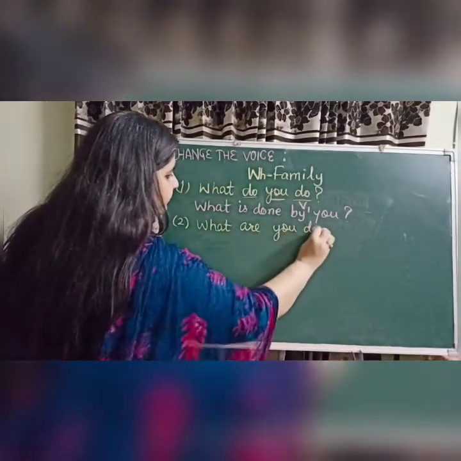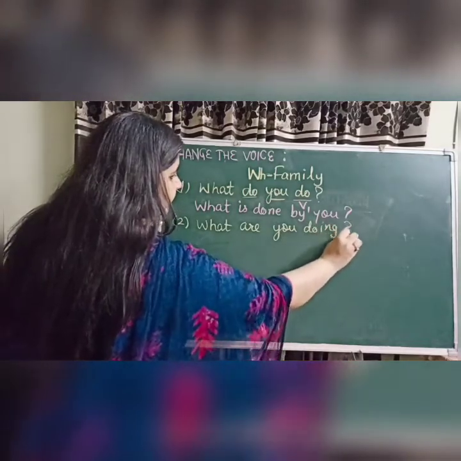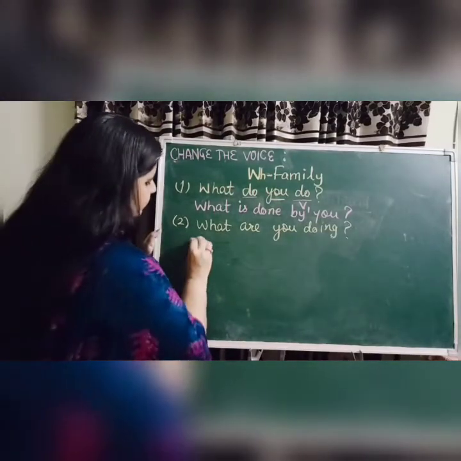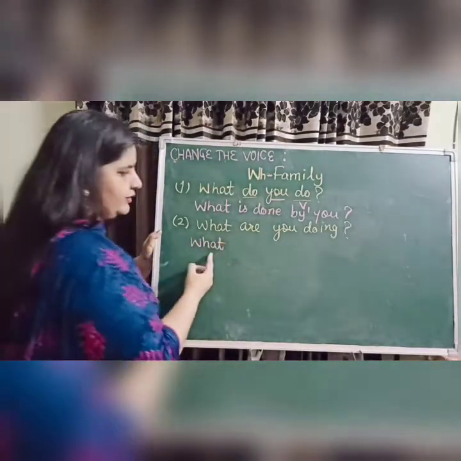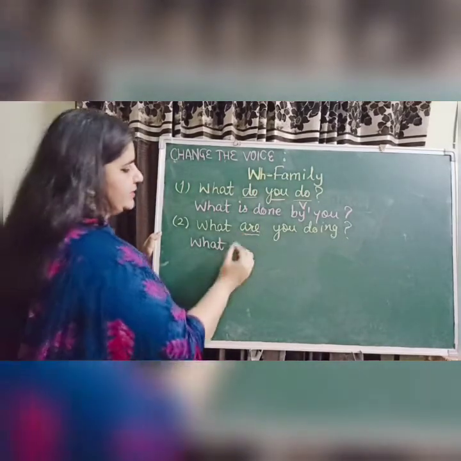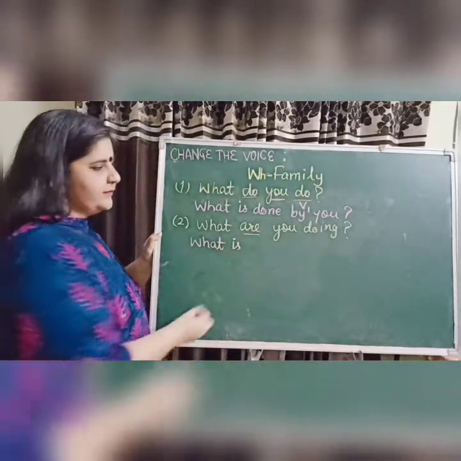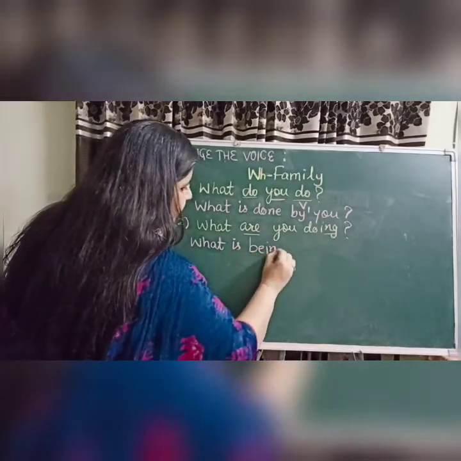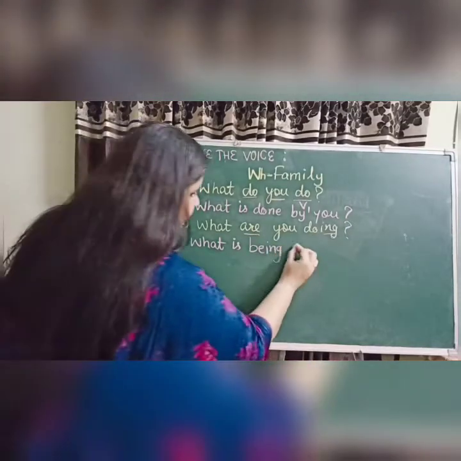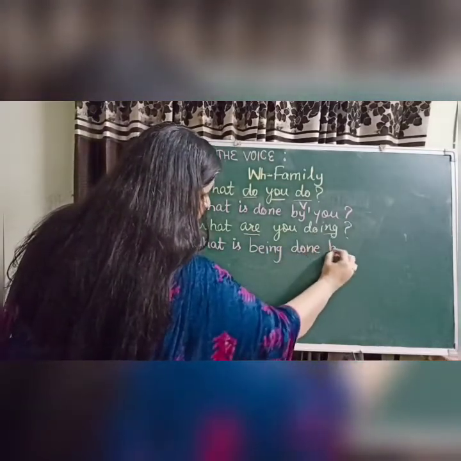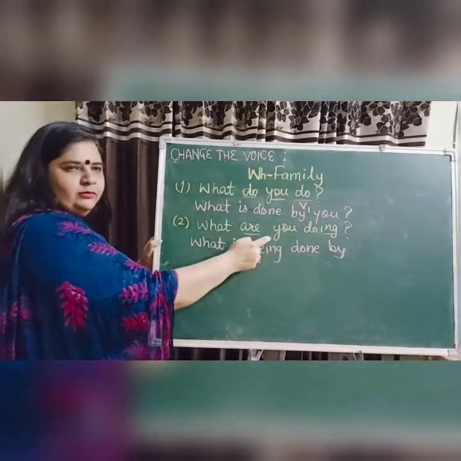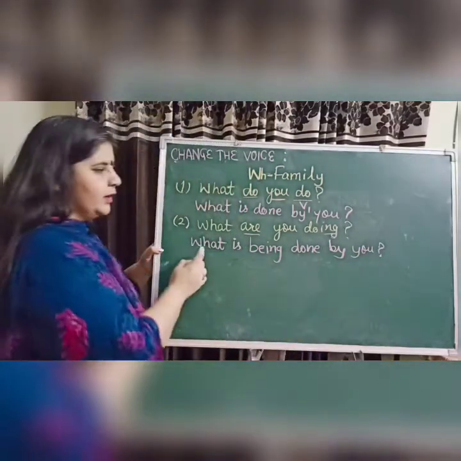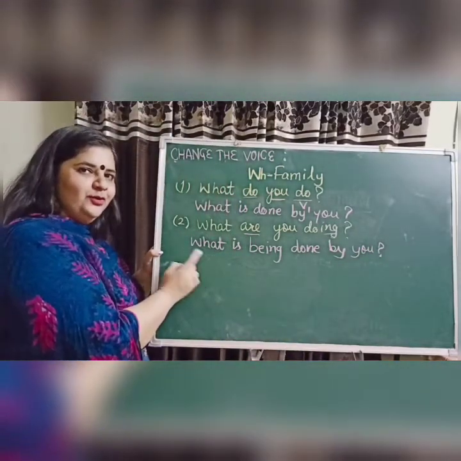Okay. Now we have changed present indefinite into present continuous. In this case, beginning once again will be with what, and is will be used to replace ing, being. Third form of do, done. By whom? You. The passive of you is you. What is being done by you?